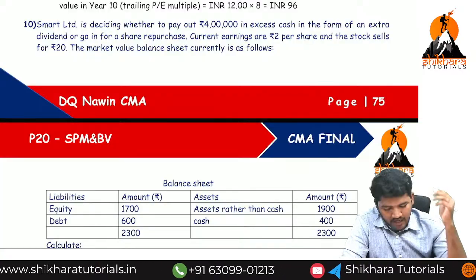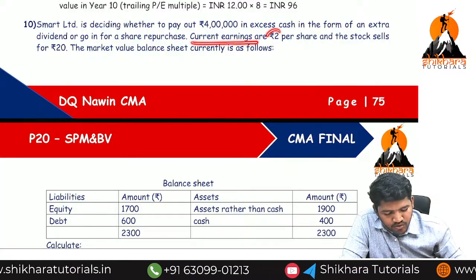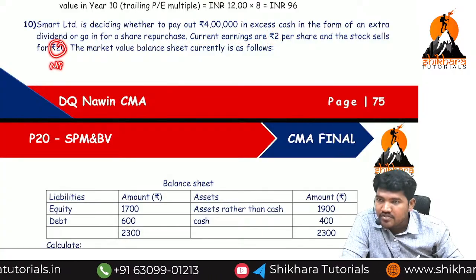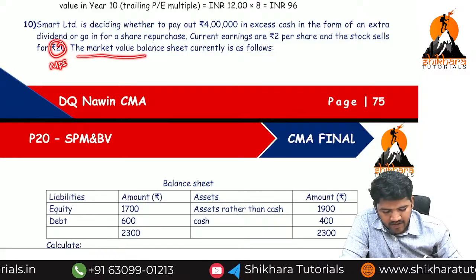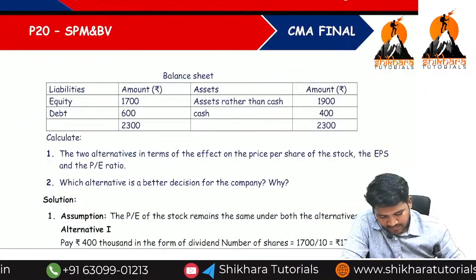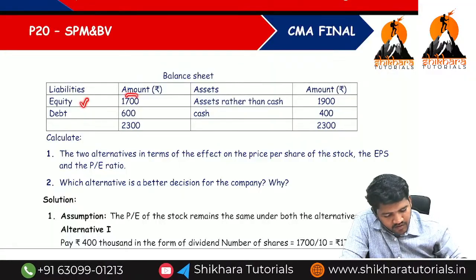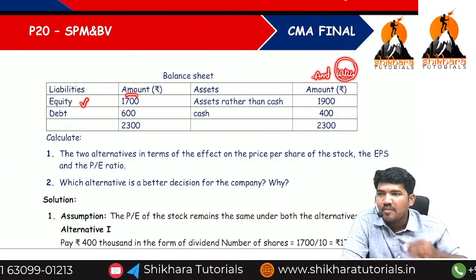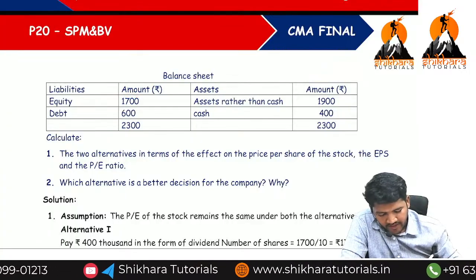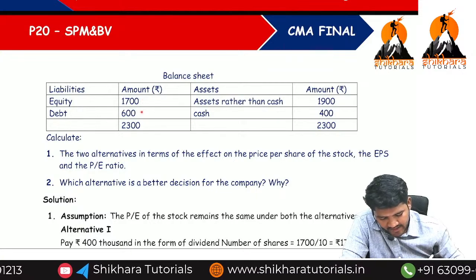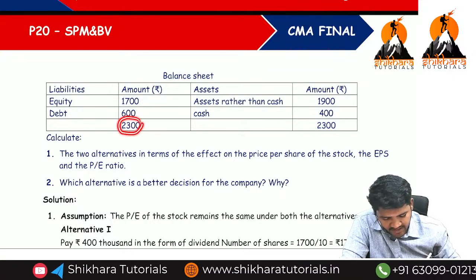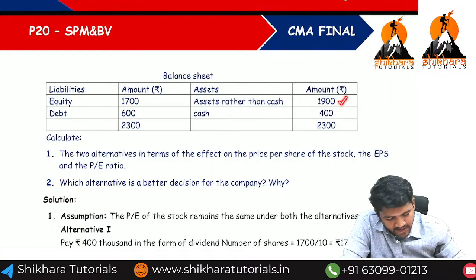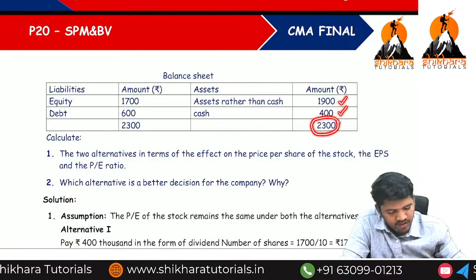Very clear? Now, current earnings are 2 rupees and the stock sells for rupees 20. Can I use the word MPS? Okay. The market value balance sheet currently is as follows. Amount in lakhs. So equity 1700 lakhs, debt 600 lakhs. The total liability is 2300 lakhs. Assets other than cash 1900, cash 400, total 2300.